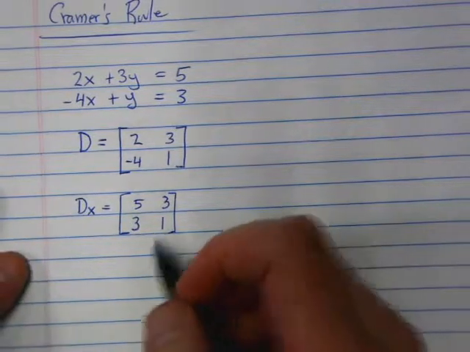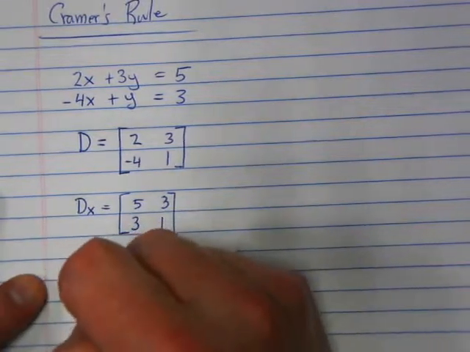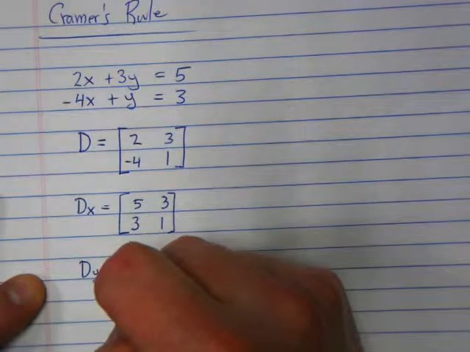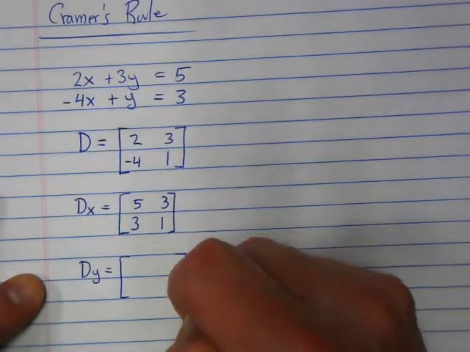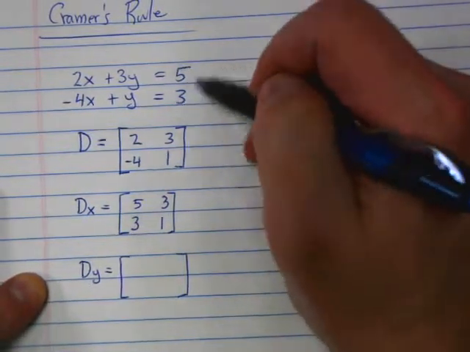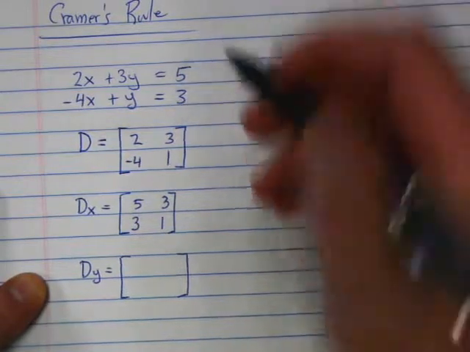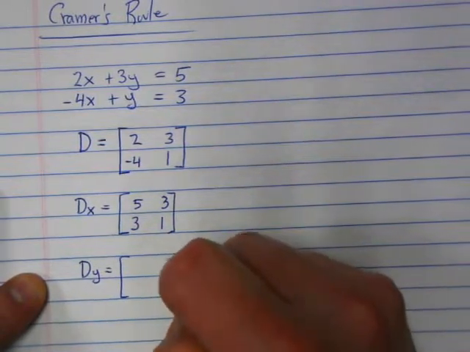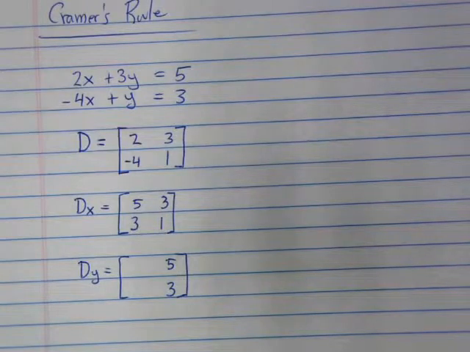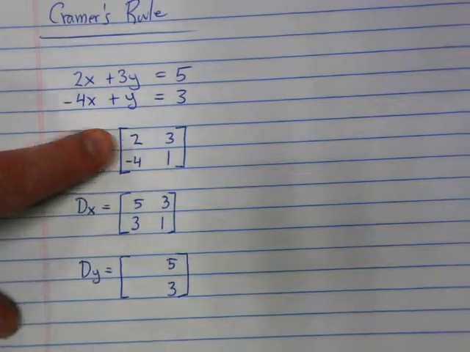And then the final matrix we set up is called D sub y. Any guesses on what you do for D sub y? You take these numbers and you put them in the y spot. So we're going to have 5 and 3 on the right. What are you going to have on the left? The same as what you had back up in D, 2 and -4.